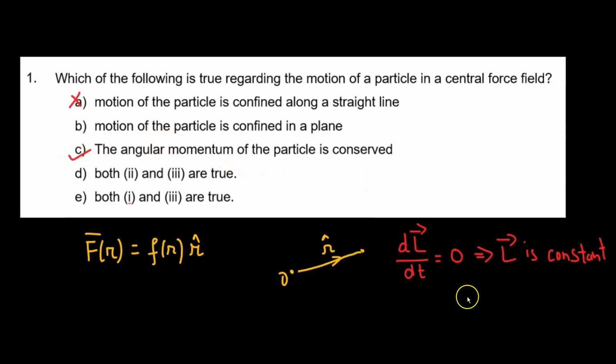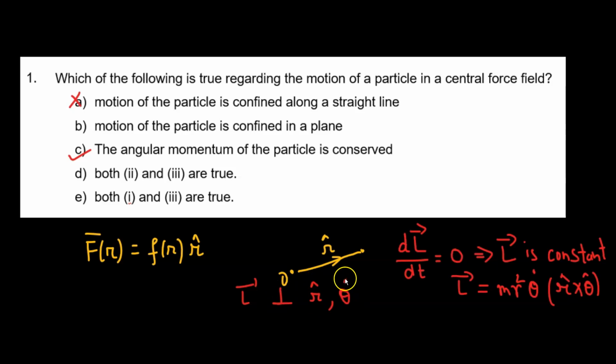Now coming to the motion of the particle, we know that the L vector is given by m r squared theta dot times the vector r cap cross theta cap. This means that our L vector is perpendicular to the plane that contains r cap as well as theta cap. So r cap and theta cap, which together constitute the motion of the particle, lie on a fixed planar surface because the L vector is constant. So our motion is confined to a plane, and our B is correct.